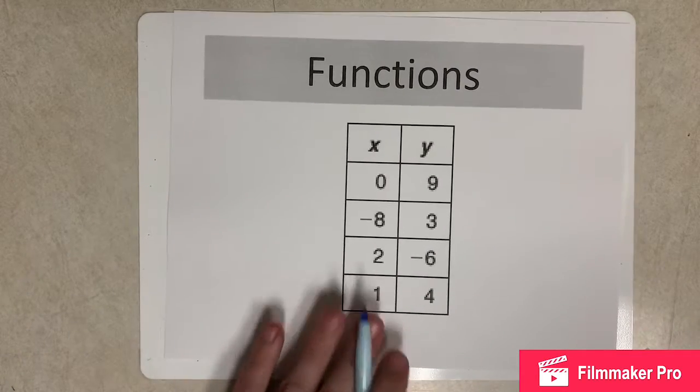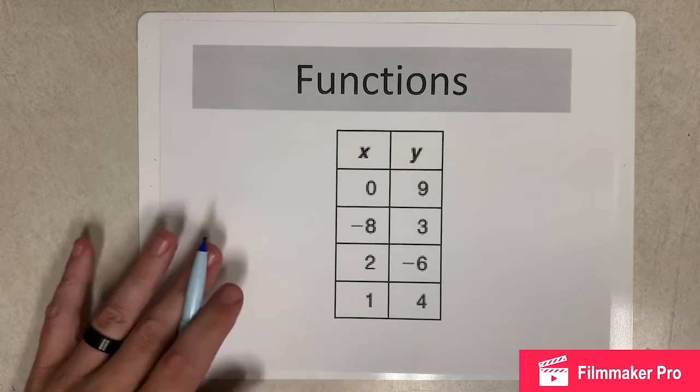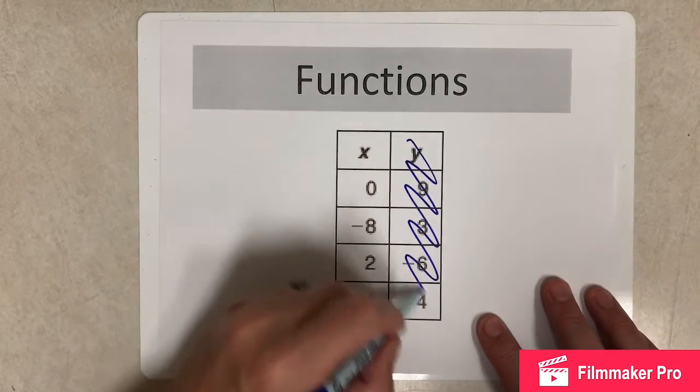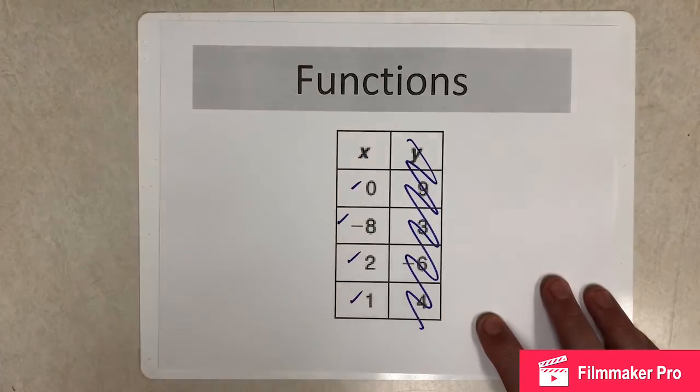All right, let's take a look at this one. We have a table now, and so is that table a function? Well, let's look at all the x values. So again, we're ignoring all those. 0, -8, 2, 1. Those are all different.